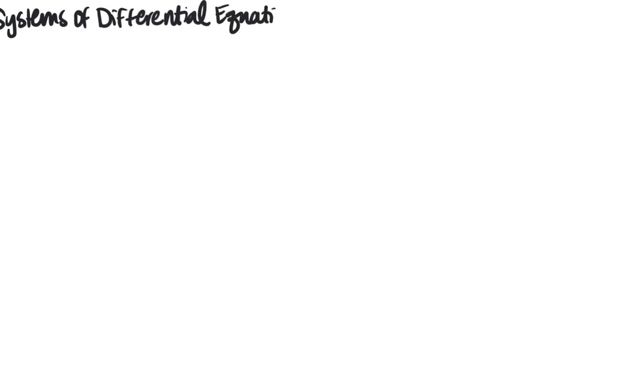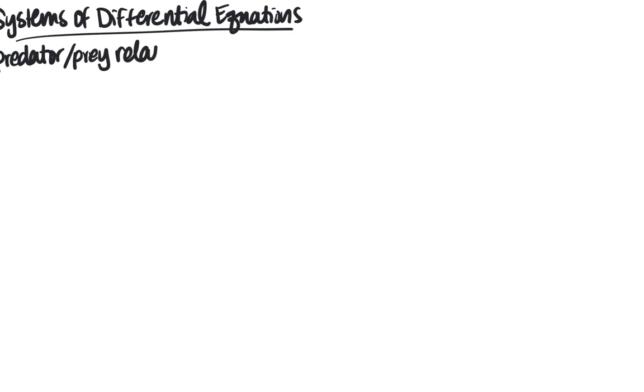All right, so we're going to talk about systems of differential equations. So applications for this are when you have predator-prey relationships, like a two-tank mixing problem.